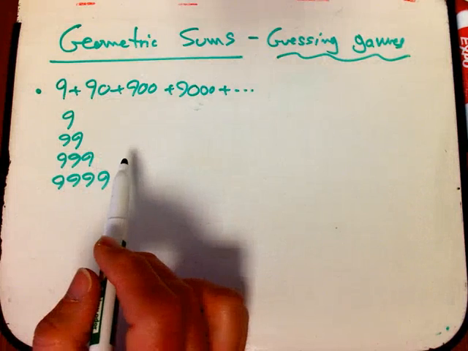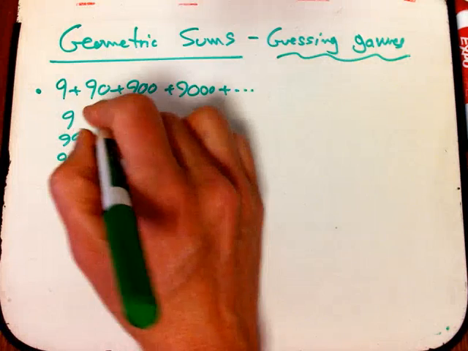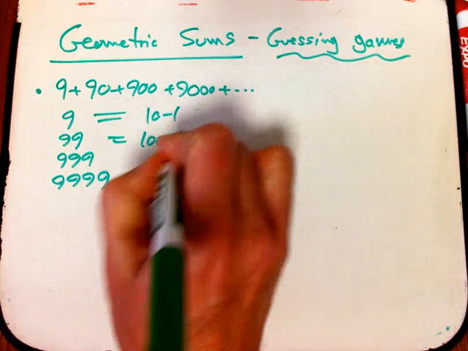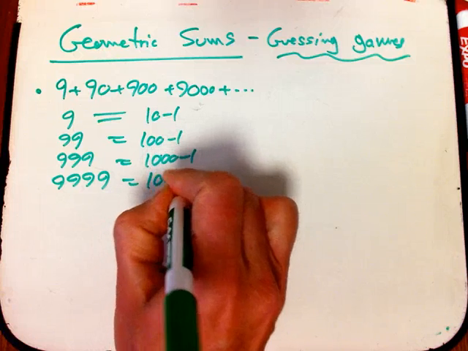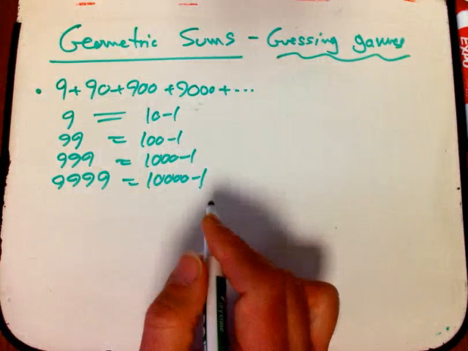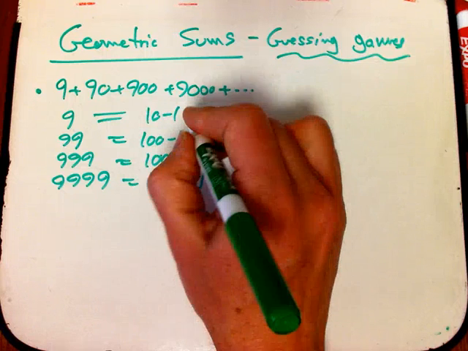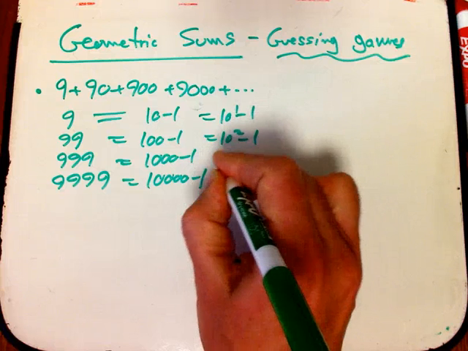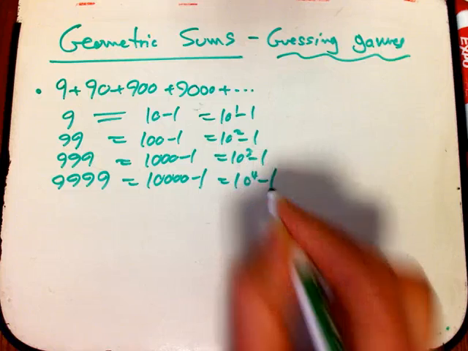What's special about them is they're super, super close to even simpler numbers. That's 10 minus 1. That's 100 minus 1. That's 1,000 minus 1. That's 10,000 minus 1. And the cool thing is that these have a very simple formula for them. That's 10 to the 1 minus 1. That's 10 to the 2 minus 1. That's 10 to the 3 minus 1. That's 10 to the 4 minus 1.